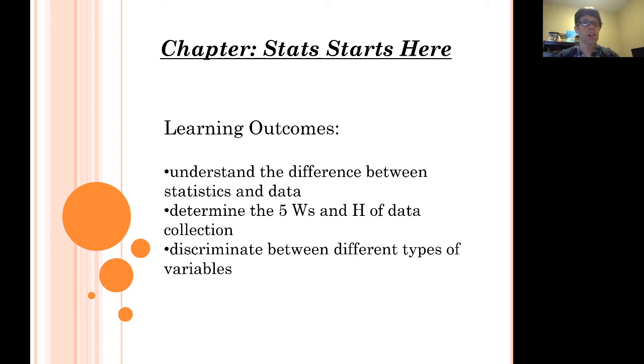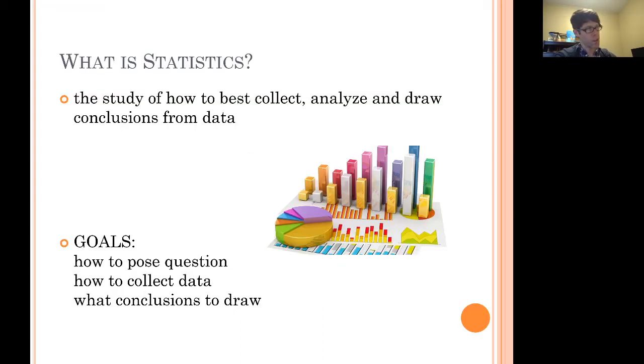The main learning outcomes for this chapter are understanding what statistics is, what data is, thinking about data collection, and the different types of variables that we're going to be working with this semester. As a general overarching idea, statistics is essentially the study of how to collect your data in the best way, analyze that data, and draw conclusions from it.